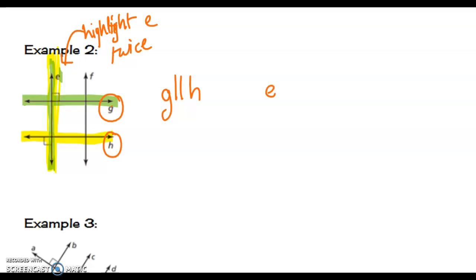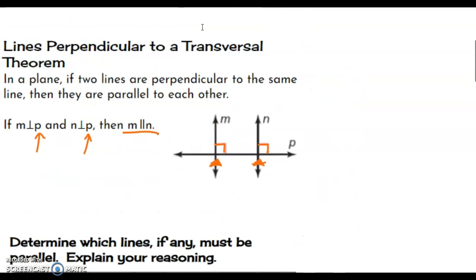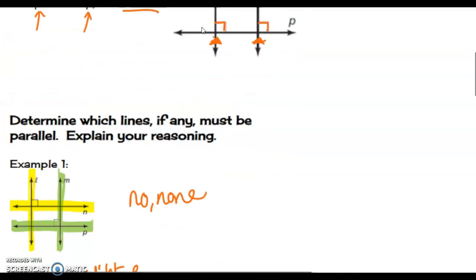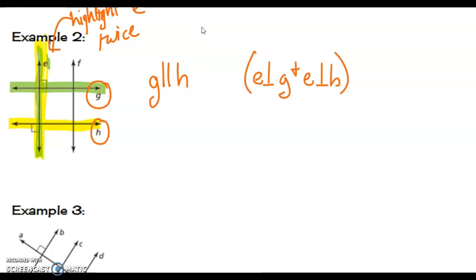So my reason why is if E is perpendicular to G and E is perpendicular to H, they're both perpendicular to the same line, therefore they're parallel to each other. So that is, if we go back up here and look, two lines that are perpendicular to the same line, so therefore they're parallel to each other. That is this lines perpendicular to a transversal theorem. So our reasoning when we explain, I'm going to say lines perpendicular to a transversal theorem. Okay, let's look at example 3.